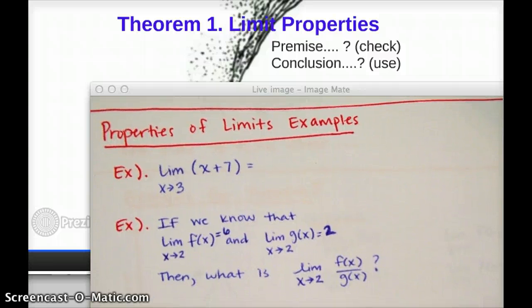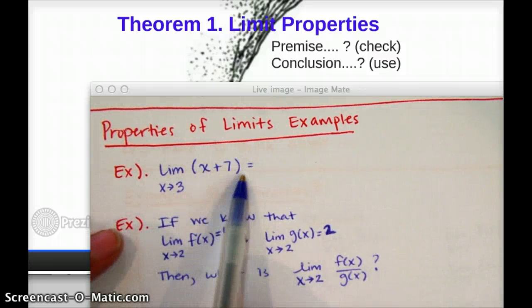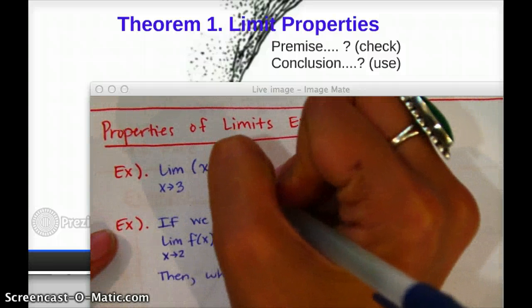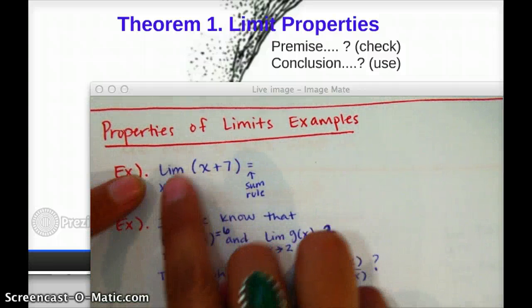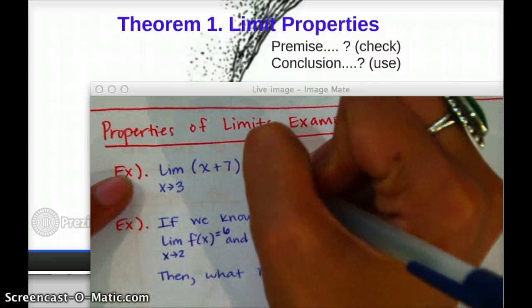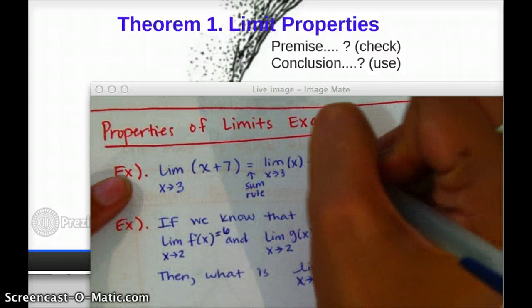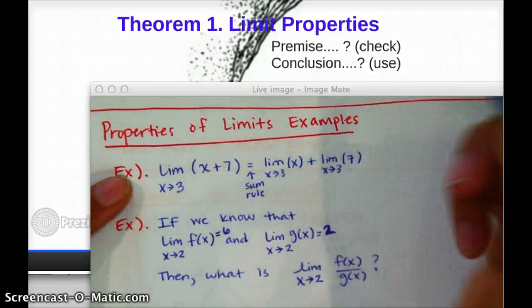Properties of limits examples. Here's the first one. The limit as x approaches 3 of x plus 7. Well, I know that if I see addition inside of a limit, by the sum rule, and I'm going to actually mark that down here, that's what I'm using. By the sum rule, the limit as x approaches 3 of x plus 7 is the same thing as the limit as x approaches 3 of x plus the limit as x approaches 3 of 7.